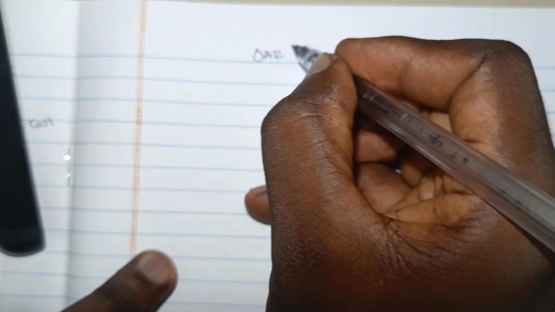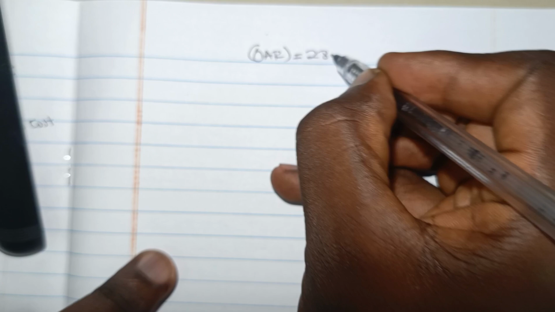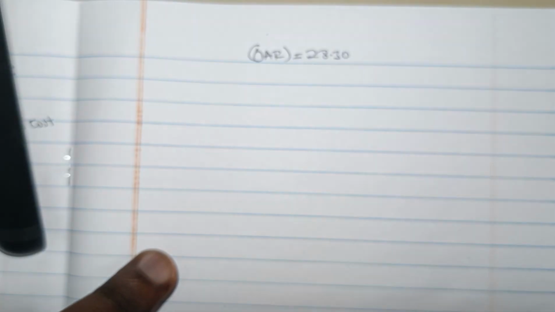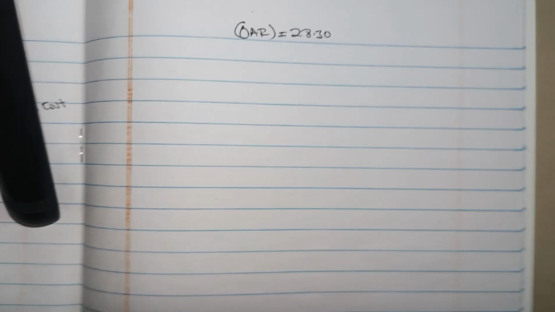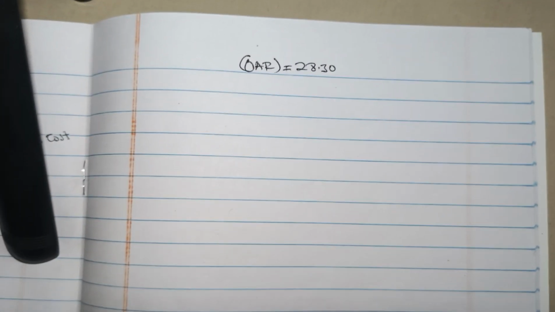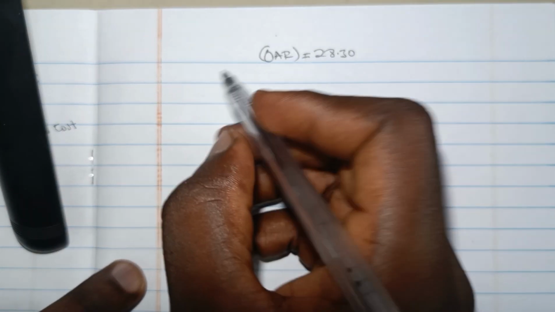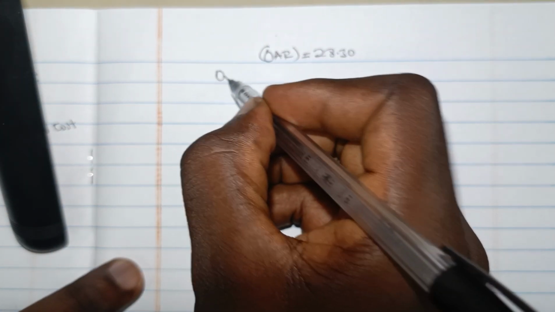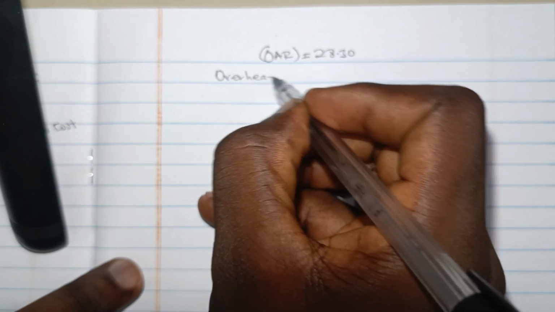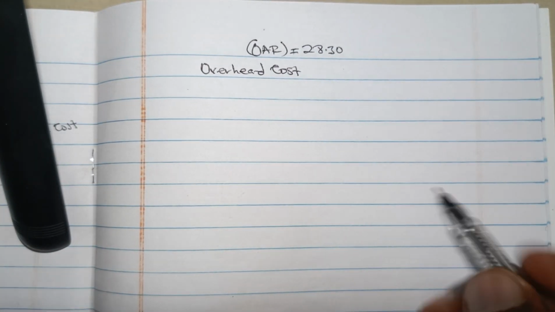So we have the OAR to be equal to 28.30, right? Okay, so then we come to our overhead cost, as we are following the procedure.